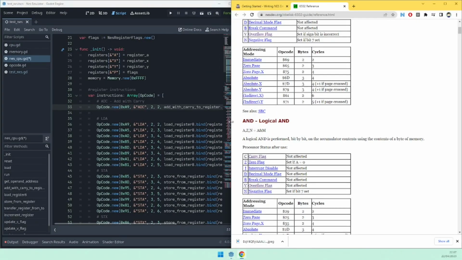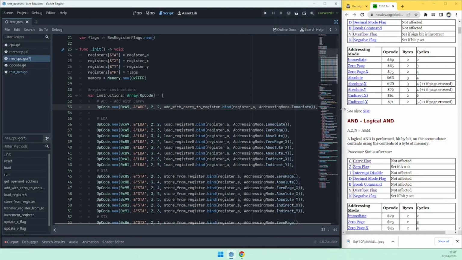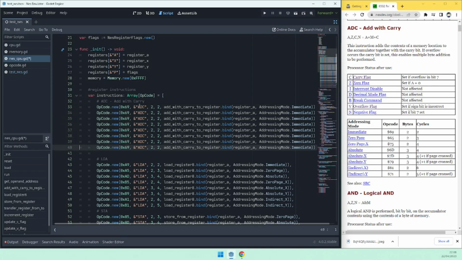Let's try making it like this. Actually, this is a good idea because we can continue looking at it properly. So immediate is 69. So let's create some duplicates and let's fill the entire table with the same ordering.